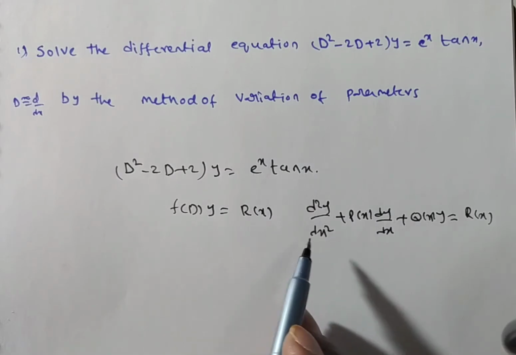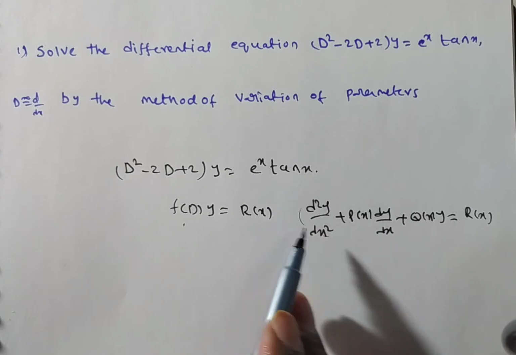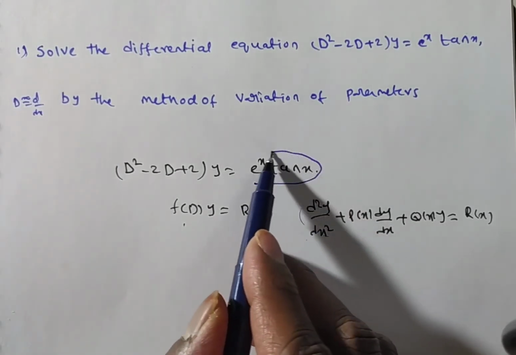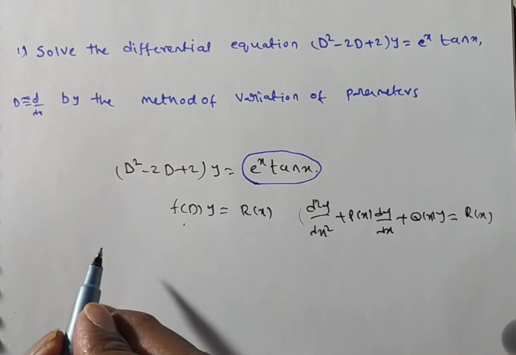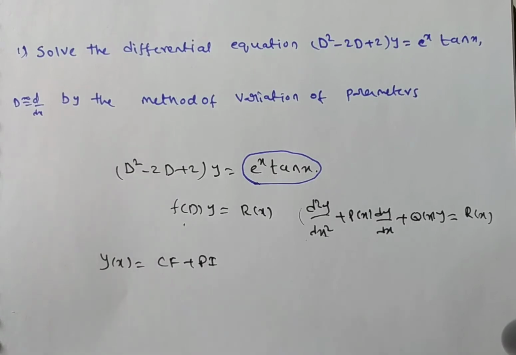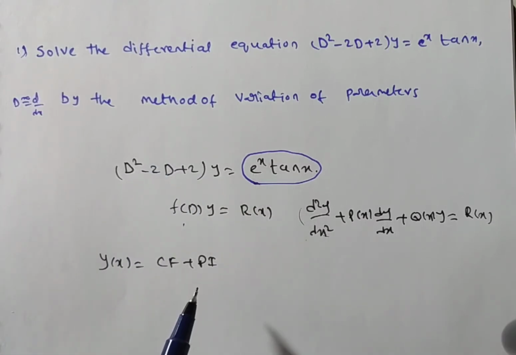The coefficient of d²y/dx² is 1. Here also you have 1. So now you can say this is in the form f(D)y = r(x), where r(x) = eˣ tan x. So what is the general solution for this higher order differential equation? We have y(x) = complementary function plus particular integral. The complementary function is found the same way in the general method, the shortcut method, and variation of parameters, but the particular integral will be dependent on the complementary function.